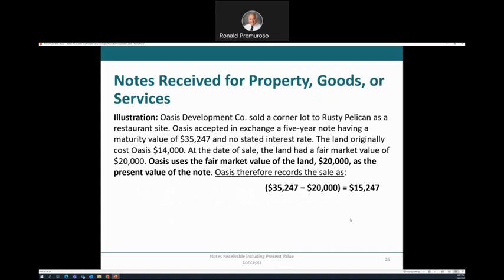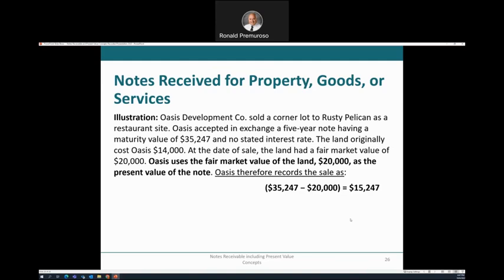Notes receivable received for property, goods, or services. So Oasis sells a corner lot to Rusty Pelican as a restaurant site. Oasis accepts in exchange a 5-year note which has a maturity value of $35,247 and no stated interest rate, so zero interest bearing note. The land originally cost Oasis $14,000, and at the date of the sale, the land had a fair market value of $20,000.